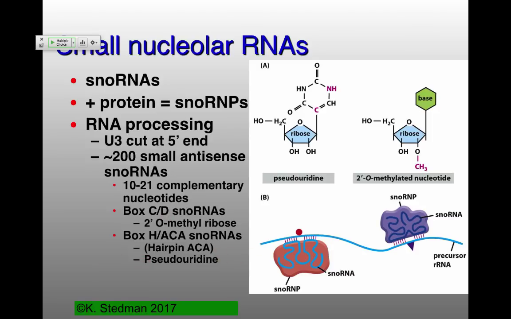So again, the important thing is we've got all these modifications that are happening in the ribosomal RNAs. Where those take place is due to the snoRNAs. What does them are the proteins that are part of the snoRNPs, the P part of those RNAs.